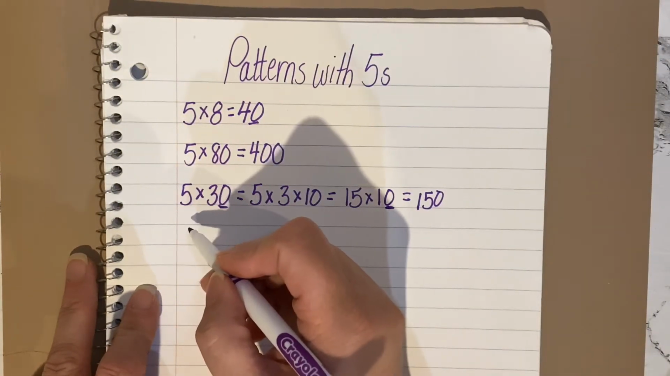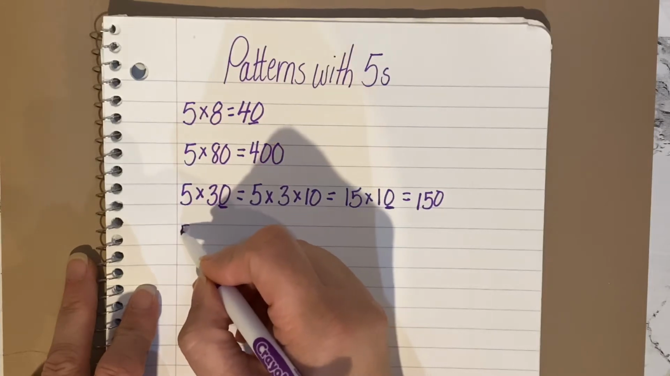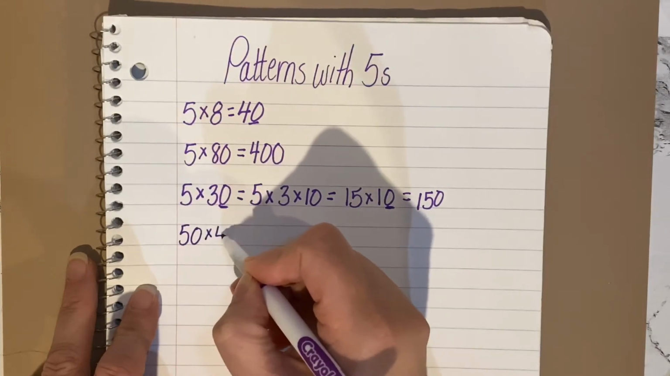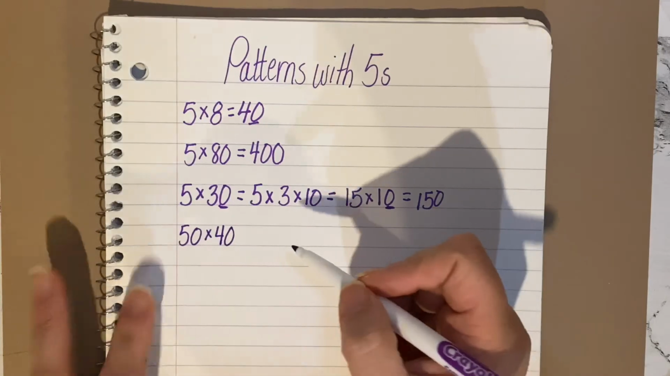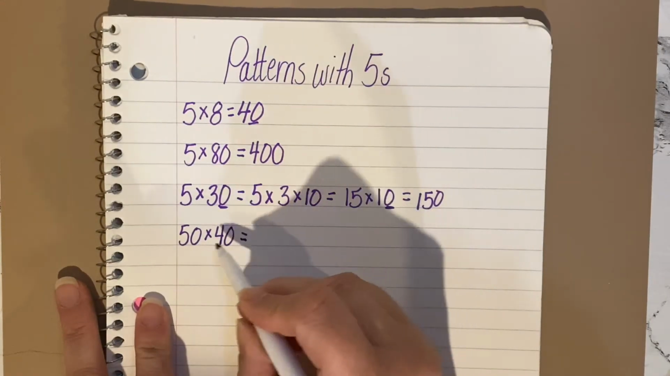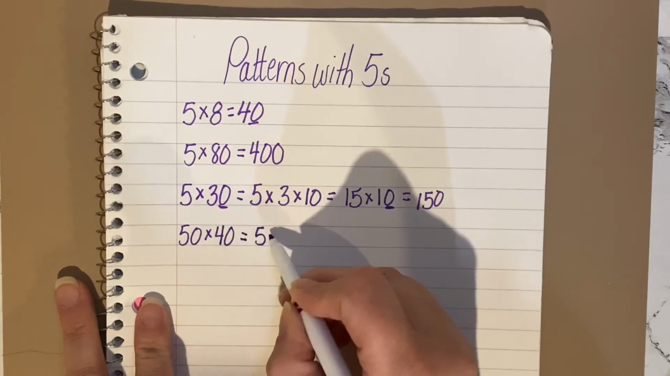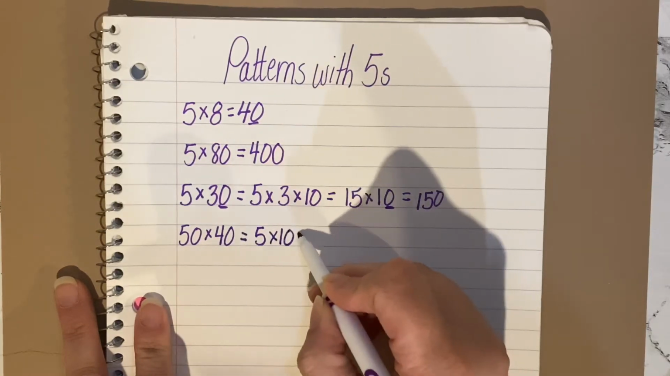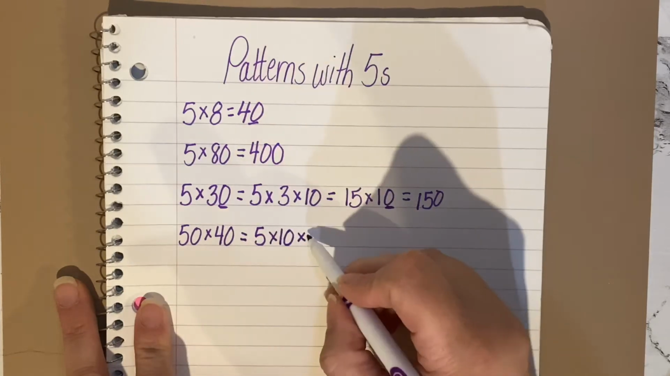Let's go with 50 times 40. Here's where we're going to see an extra 0 come into play. So we're starting out with 2 zeros. Let's expand this out. 50 is 5 times 10 times 40 is 4 times 10.